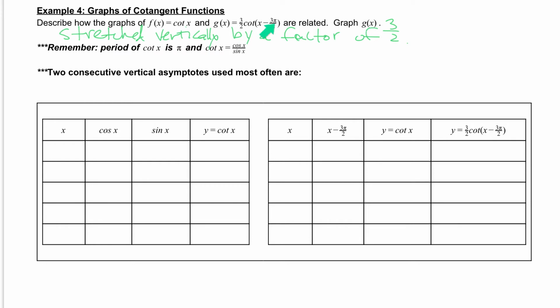And then we also should note that we have this c value here, so that's going to affect our phase shift. And so our phase shift, just like in our sine and our cosine functions, is the opposite of c divided by b. In this case, our c value is negative 3 pi over 2, and our b value is just 1. So if we take the opposite of it, it becomes a positive 3 pi over 2. Dividing it by 1 won't change that. So since it's positive, it means that we're shifting to the right. And so we are also shifting to the right by 3 pi over 2.